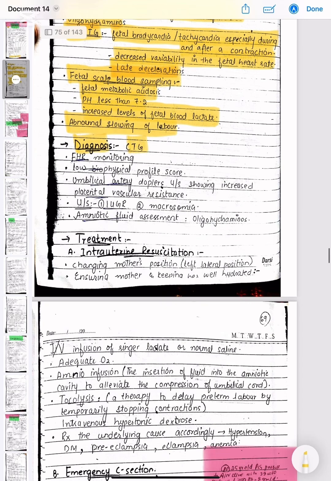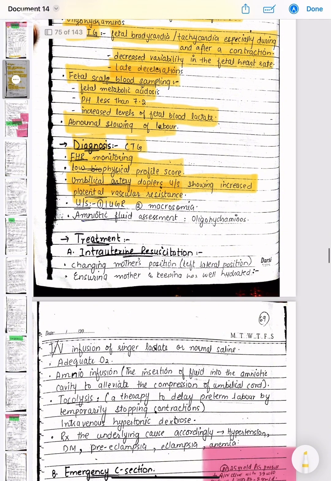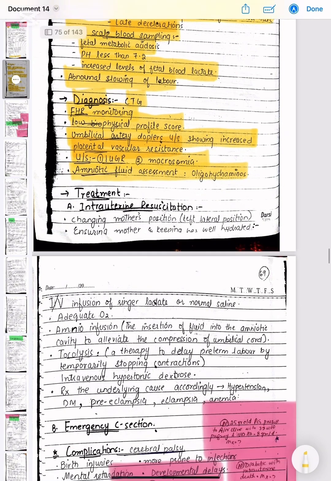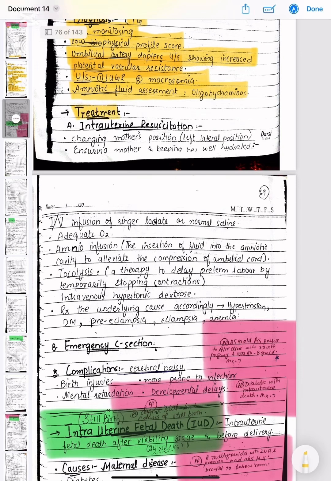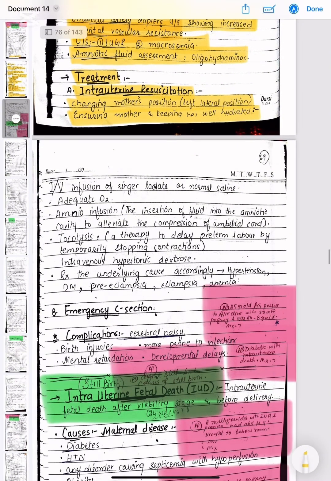On diagnosis, CTG, fetal heart rate monitoring, low biophysical profile, umbilical artery Doppler ultrasound showing increased placental vascular resistance, and ultrasound which shows intrauterine growth restriction, macrosomia, and amniotic fluid assessment which shows oligohydramnios. Now the treatment options are intrauterine resuscitation, that is changing the mother's position to left lateral position, ensuring the mother is kept well hydrated. Then intravenous infusions of Ringer lactate or normal saline, adequate O2, and amnioinfusion, that is the insertion of fluid into the amniotic cavity to relieve the compression of the umbilical cord.